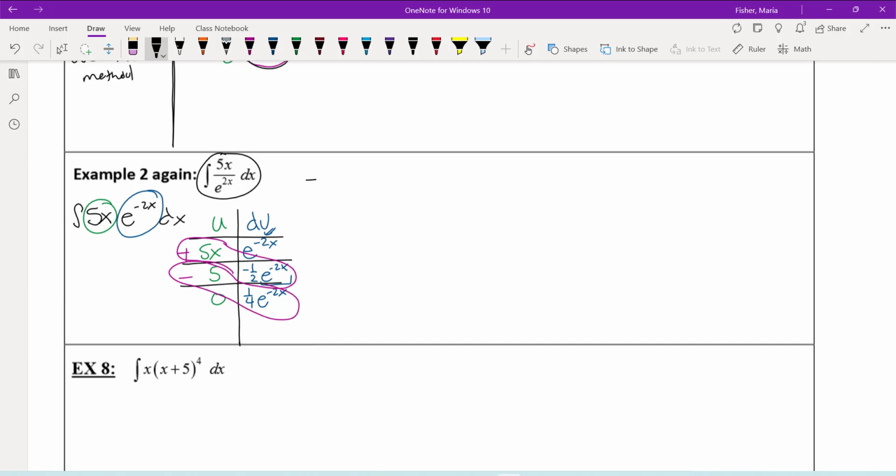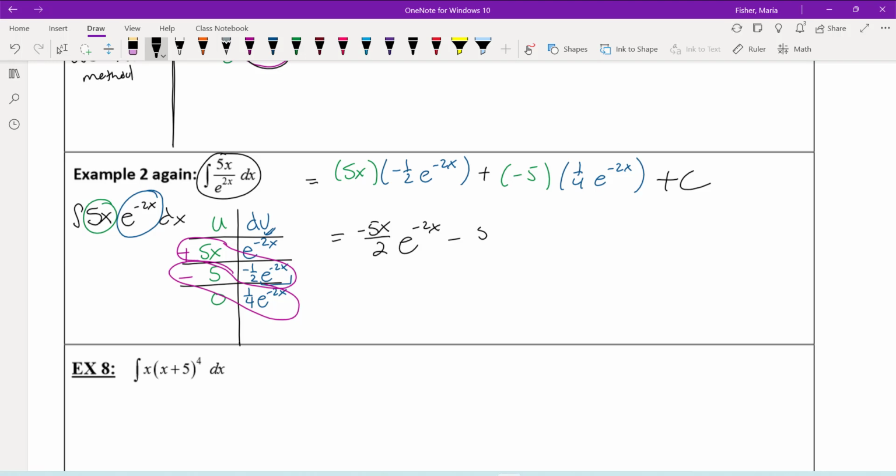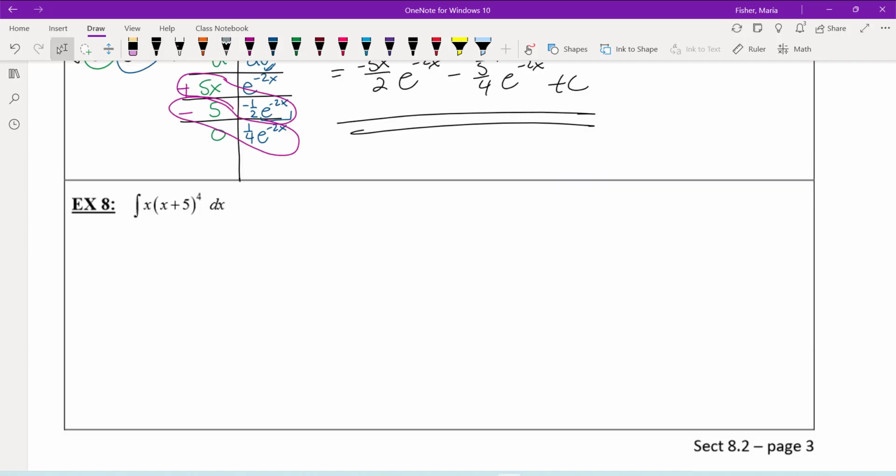So in the end, this is going to equal that 5x times a negative 1/2 e to the negative 2x plus negative 5 times 1/4 e to the negative 2x. You run out of terms, you write your constant of integration. Clean that up. Negative 5x over 2 e to the negative 2x minus 5 over 4 e to the negative 2x plus c. And you'll notice this is the exact same answer we ended up with when we did example 2. What about example 8?